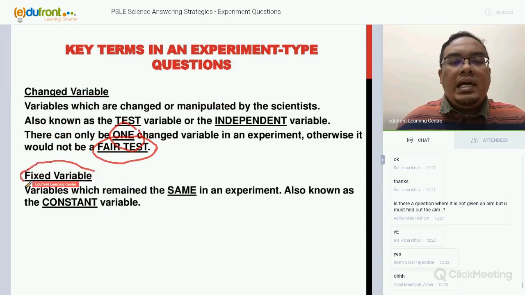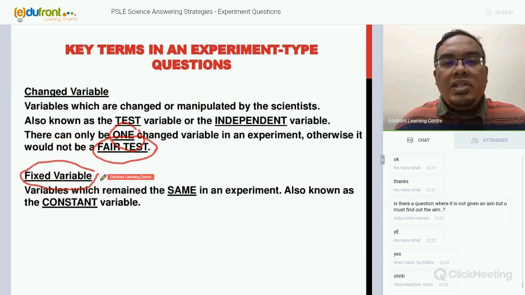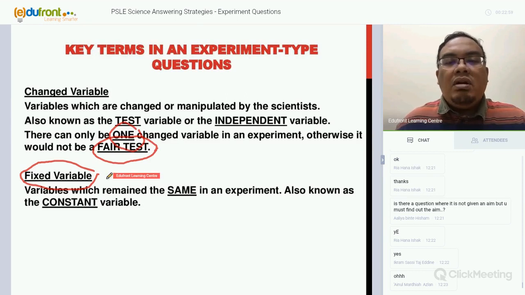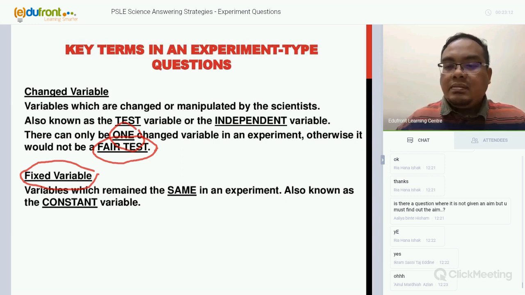Now, fixed variable. Other than the change variable, we call them fixed variables, right? In any particular experiment, there can only be one change variable. Every other variable must be fixed, otherwise it will not be a fair test. So these are variables which remain the same throughout the experiment, and we also call them constant variables.